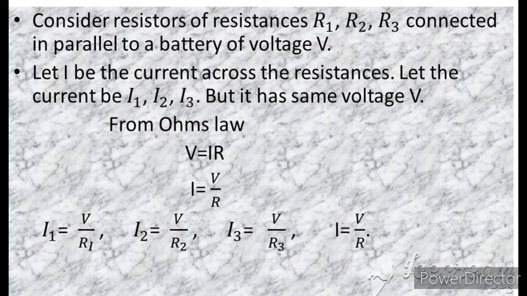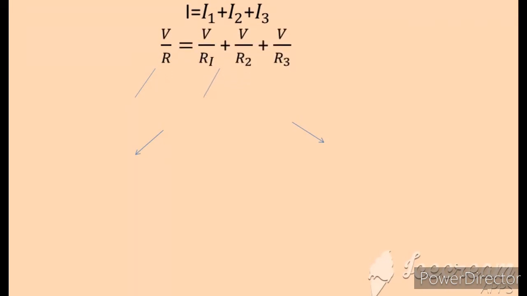Next we have to find the total I, that is equal to what? I1 plus I2 plus I3. Substitute all the values in that, so that we get I is equal to I1 plus I2 plus I3. So instead of I, we are writing V by R, and I1 is V by R1, plus V by R2 plus V by R3. Among these, V is common, so V we are going to take outside.